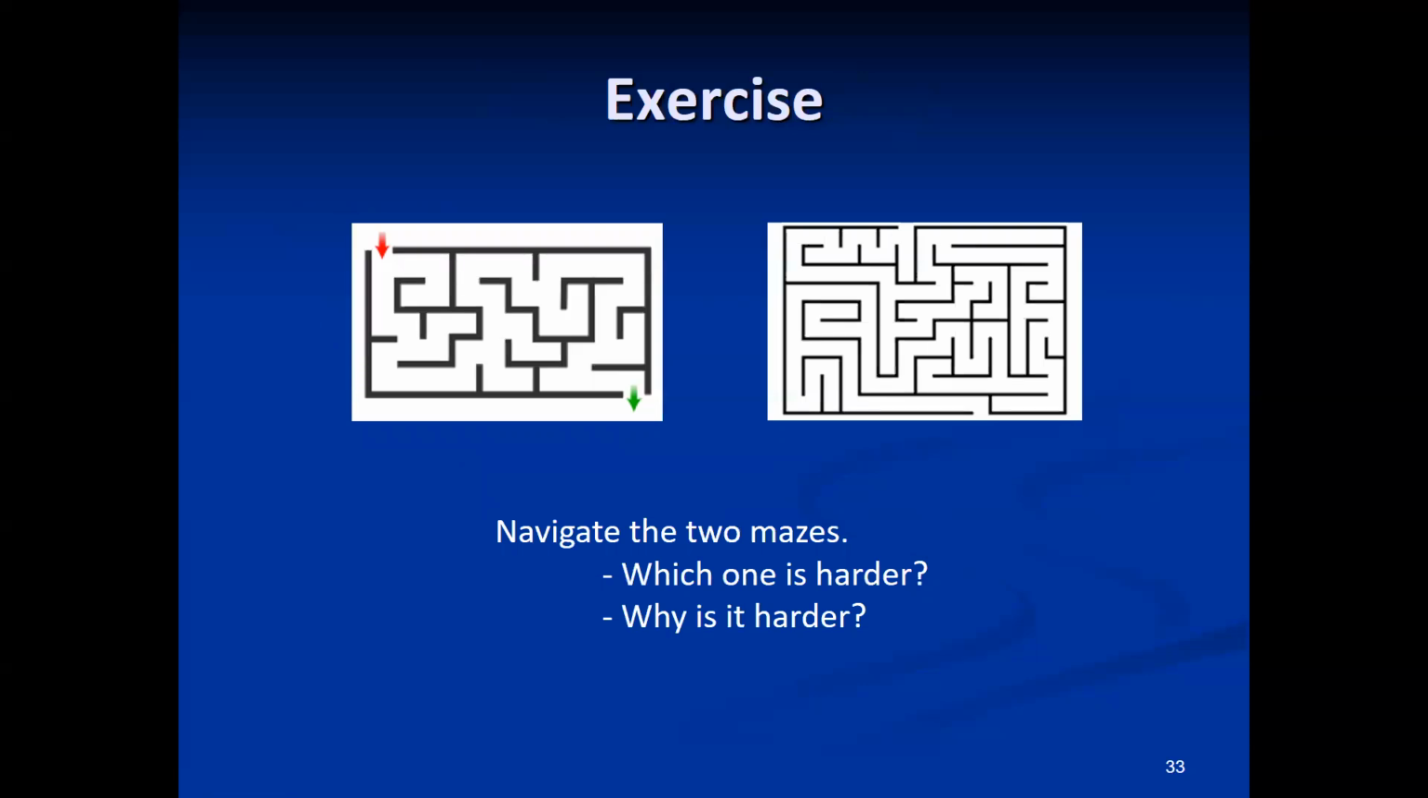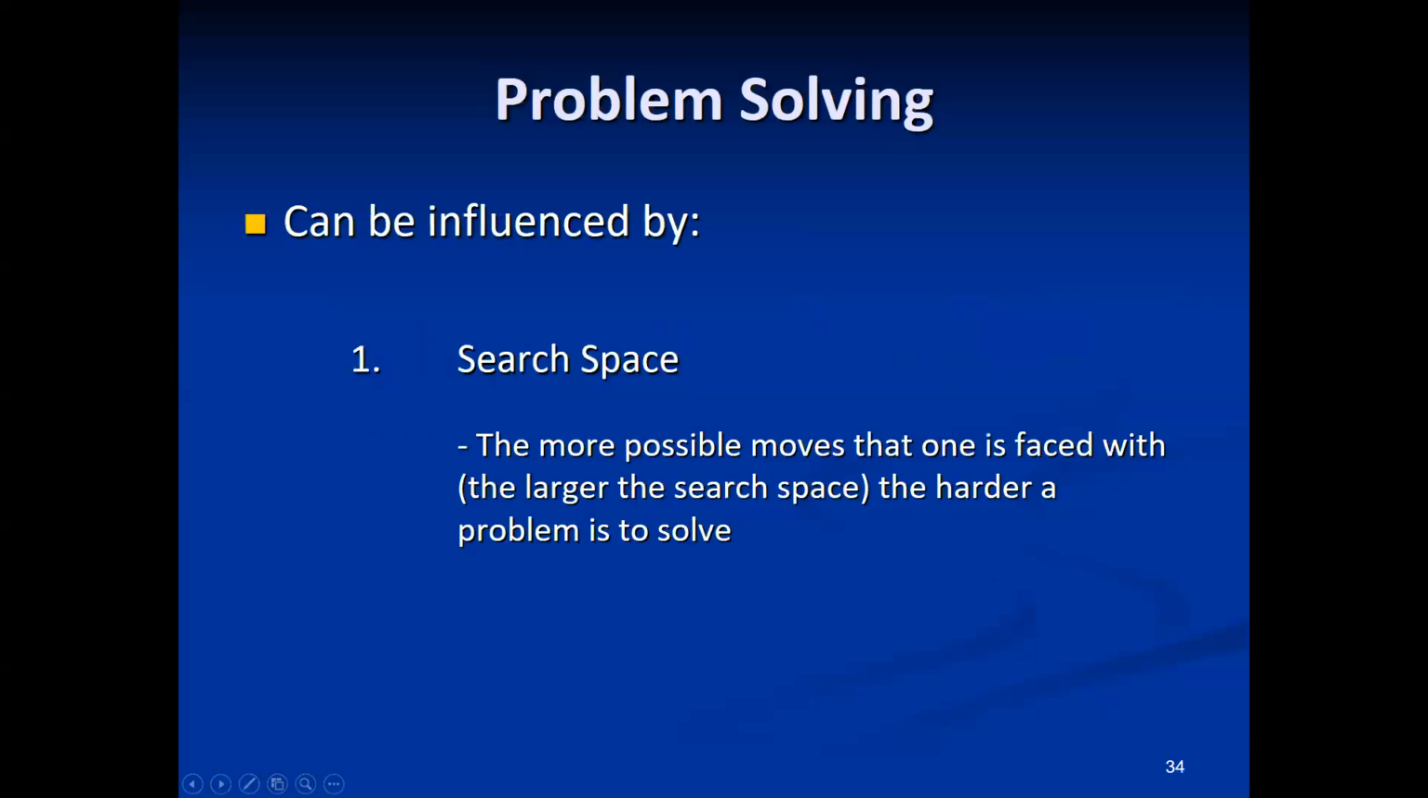Attempt the exercise shown. Navigate the two mazes. This exercise illustrates one factor that influences our ability to solve problems. That is, one factor that influences our ability to solve problems is the search space. The search space is the number of possible moves we are faced with when trying to find a solution.